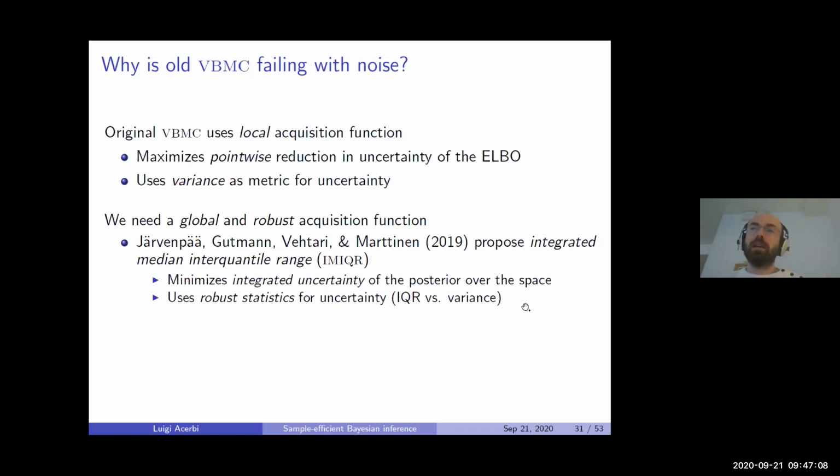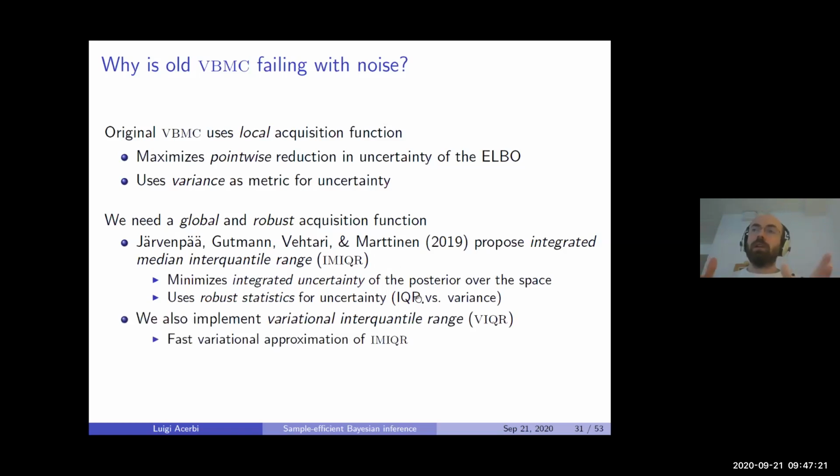And secondly, a trick that they use is that instead of using the variance as a metric of uncertainty, they switch to robust statistics that work well in practice. They use the interquantile range. Essentially, I took this work, which works really well, and we implemented it in VPMC. And thanks to VPMC, we can also make some improvement, in the sense that we can have a fast approximation to this acquisition function, which is actually relatively expensive, through variational inference again.